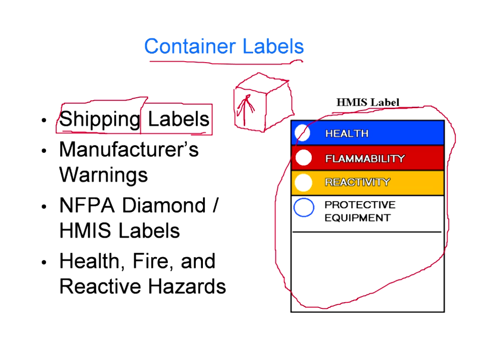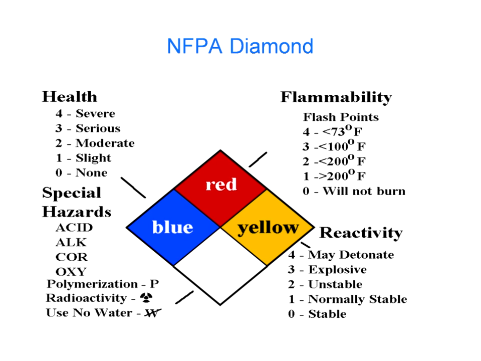And manufacturers' warnings, NFPA Diamond, HMIS label, these are the company standards, and then health, fire, and reactive hazards, so many things. See, health is in blue, flammability is in red, reactivity is shown in yellow, and protective equipment is shown in plain white with the green circle. So these are the different types of labels used to bring out the awareness about chemical hazards in container labels.